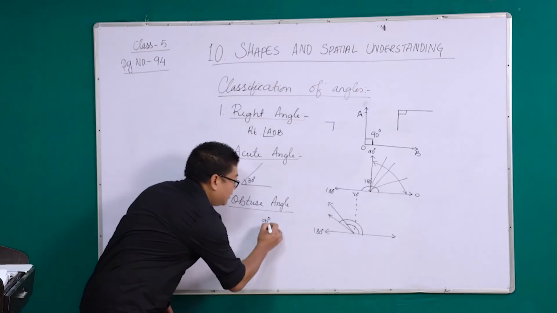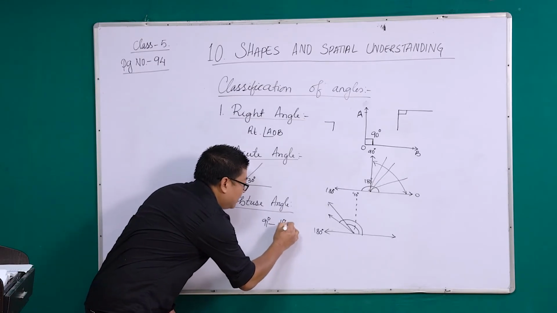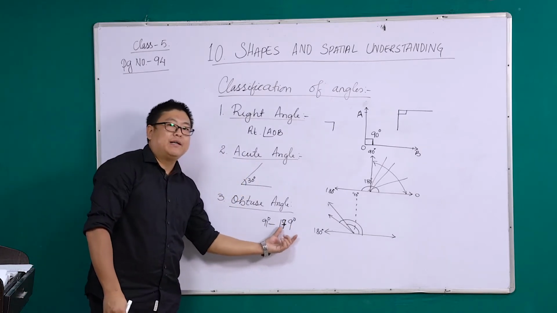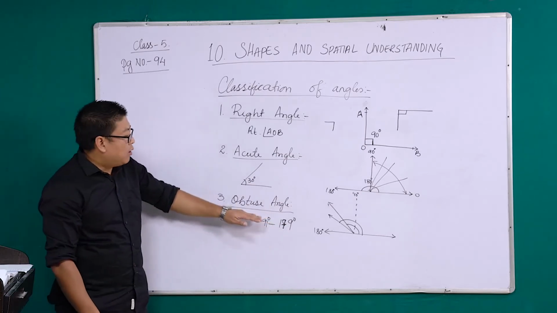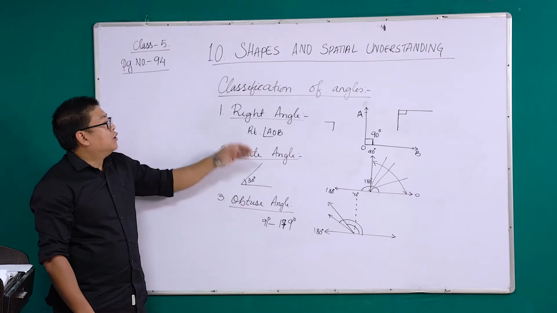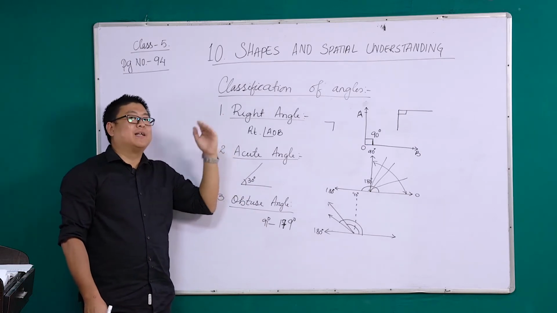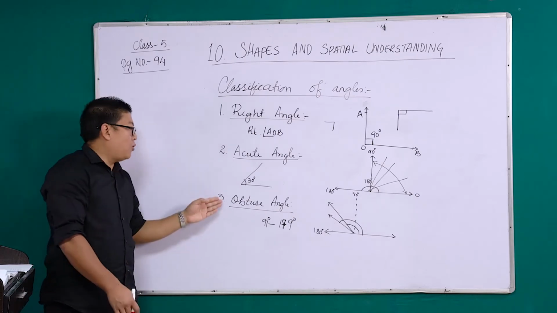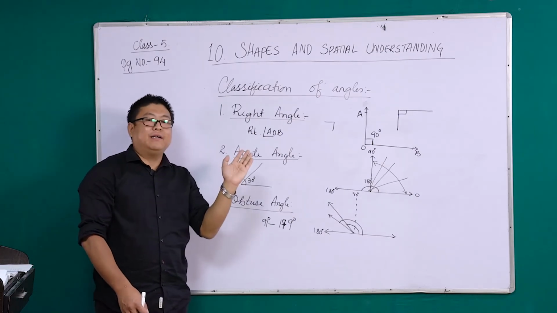From 91 till 179, these are all called as obtuse angle. They will all come under the category of obtuse angle. So, we have learned about right angle, which is 90 degree, acute angle, which is less than 90 degree, and obtuse angle, which is bigger than 90 degree.